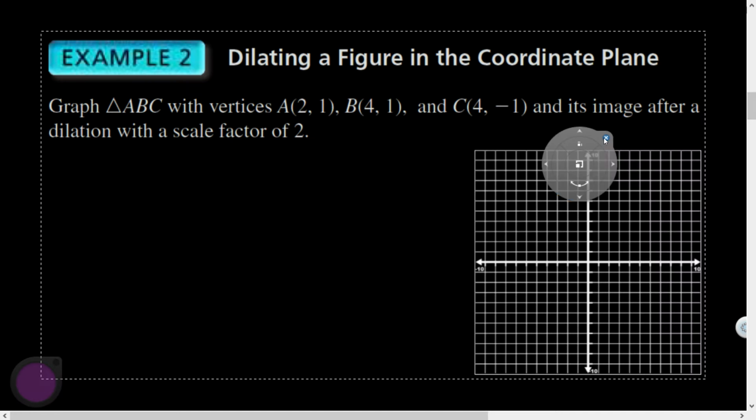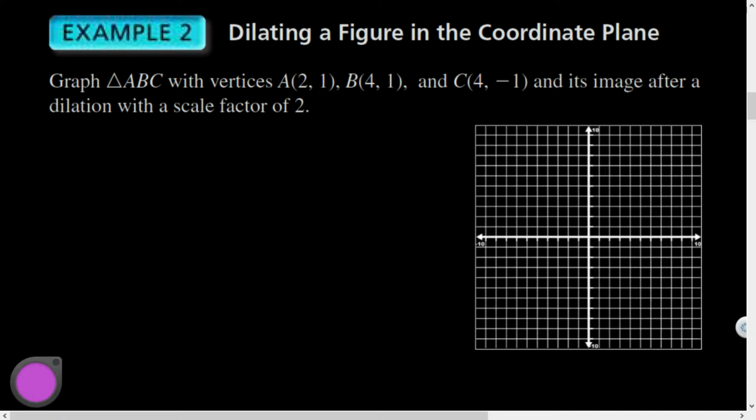Let's see. Here we go. All right. Example 2, dilating a figure in the coordinate plane. Graph triangle ABC. I can do this part. I'm going to get all the partial credit. A is at (2, 1). There is my A. B is at (4, 1). B right there. And C is at (4, -1). There is point C. And that's like a triangle or something. And it asks me to find its image after a dilation with a scale factor of 2.